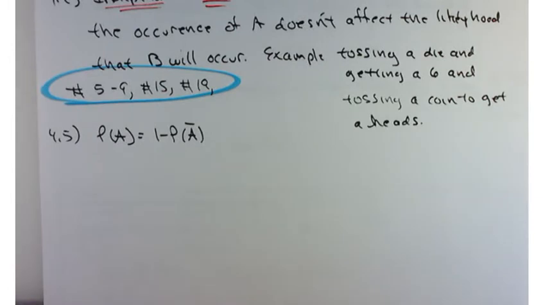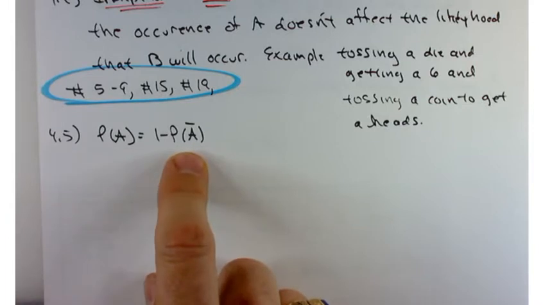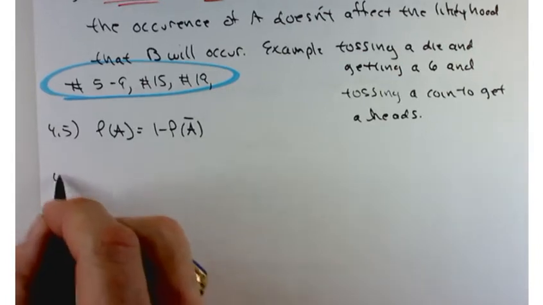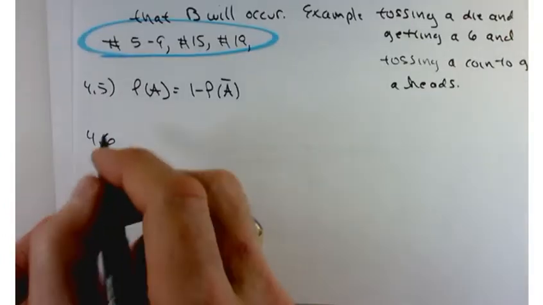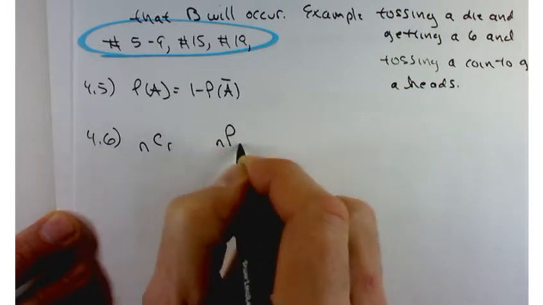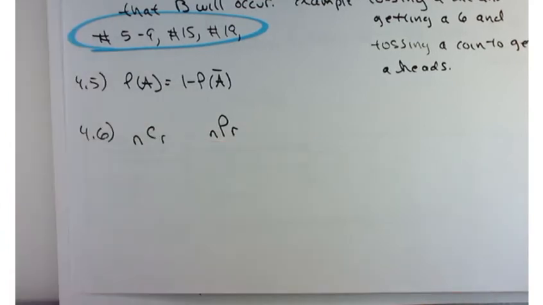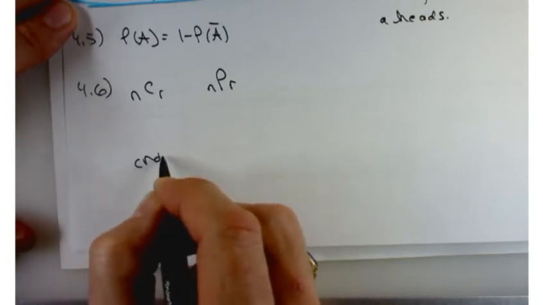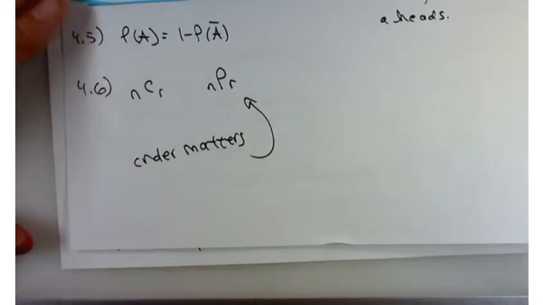In 4.5, we looked at the complementation rule. So that was this one. We used that to good effect in calculating some probabilities. And then in 4.6, we spent some time with counting rules, so N choose R and N P R. The big difference is that in one of these order matters and in one of them order doesn't matter. And which one does order matter? Good. Order matters. And my sheets got mixed up, which is why I jumped a little bit.